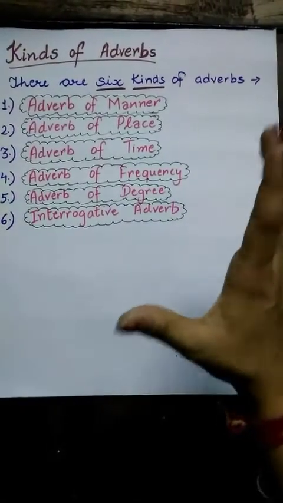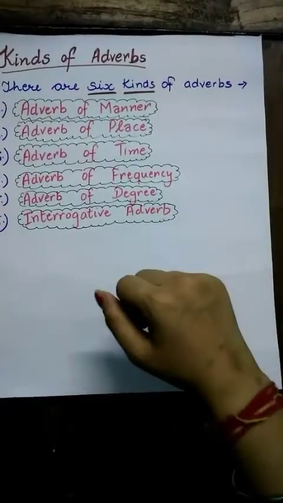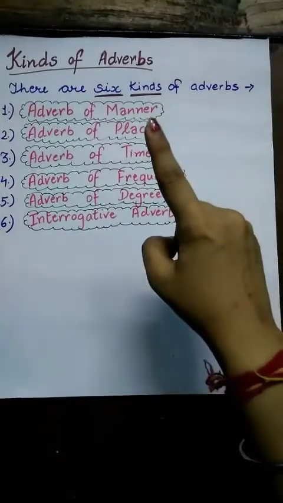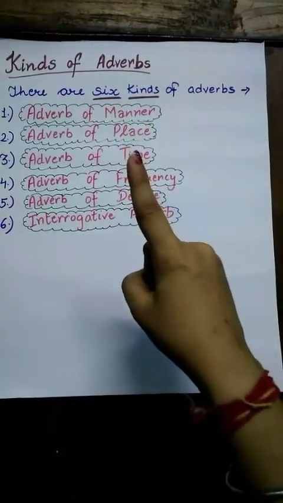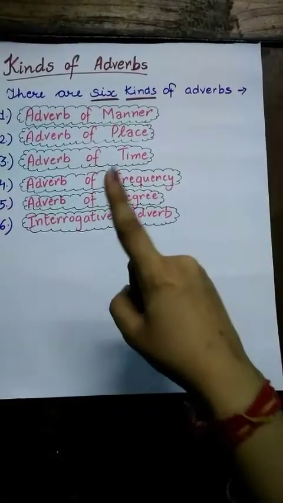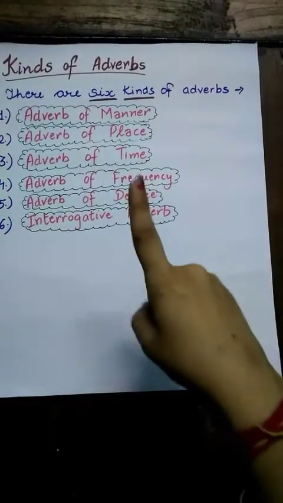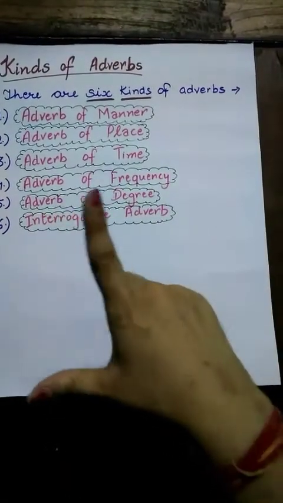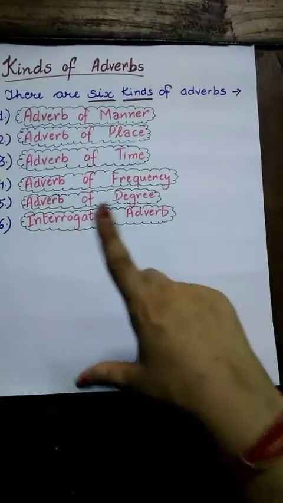There are 6 kinds of adverbs. How many kinds of adverbs are there? 6 kinds. Number 1, adverb of manner. Number 2, adverb of place. Number 3, adverb of time. Number 4, adverb of frequency. Number 5, adverb of degree. And number 6 is interrogative adverb.